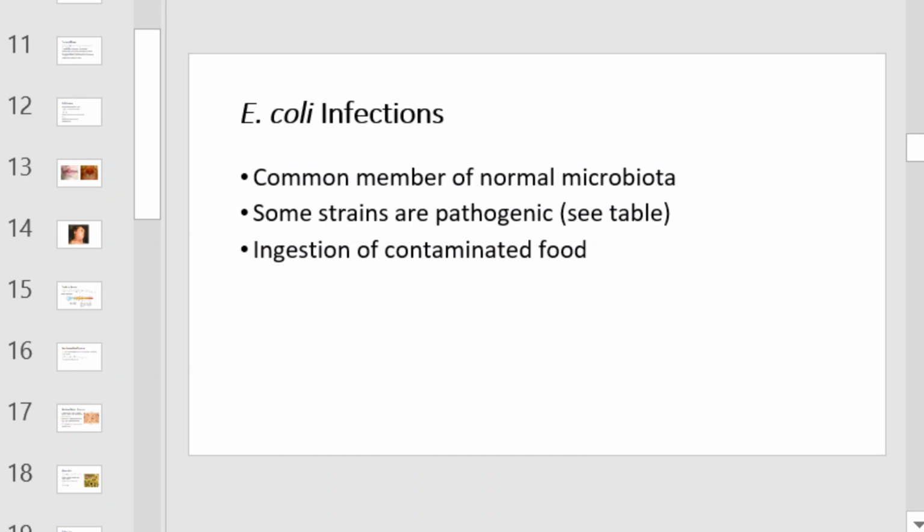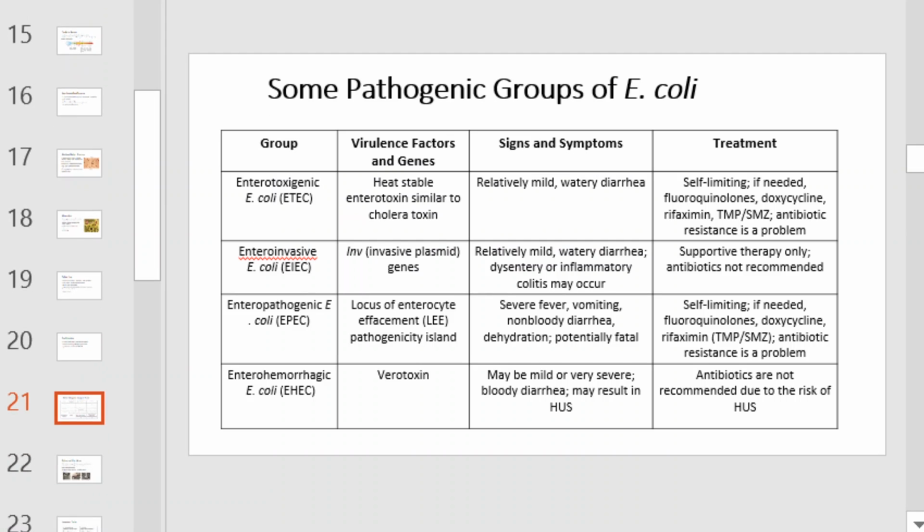E. coli infections. E. coli is a common member of normal microbiota. Some strains, however, are pathogenic. It enters the body through ingestion of contaminated food. This table will provide you with a summary of some pathogenic groups of E. coli. At this point, pause the video to review those groups, their virulence factors and genes, signs, symptoms, and treatment.